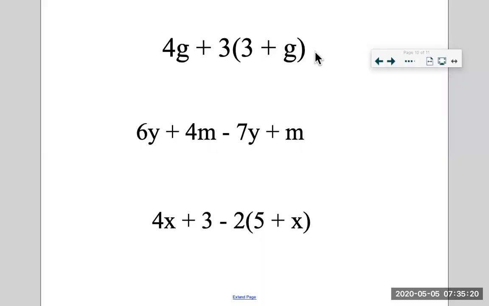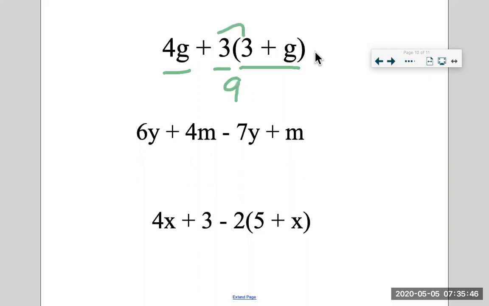So those examples we just did only involved addition and subtraction, and based on order of operations, we could do those just going left to right. But what if there's multiplication in the expression? This one says 4g plus 3 times the quantity of 3 plus g. So because there's multiplication, before you can combine like terms, you have to take care of that multiplication. So we'll use the distributive property.